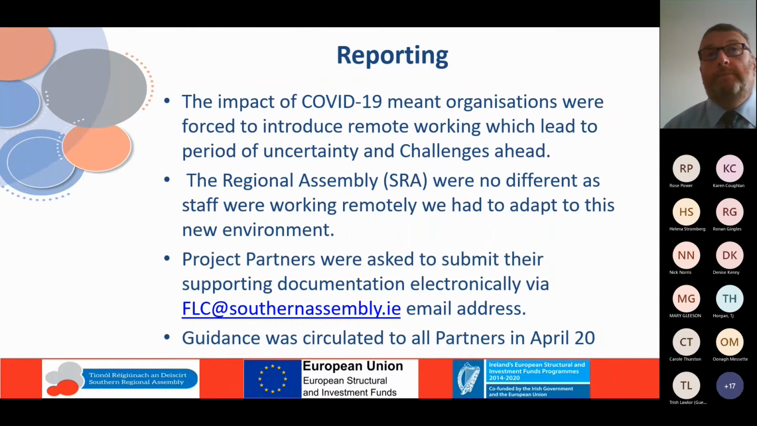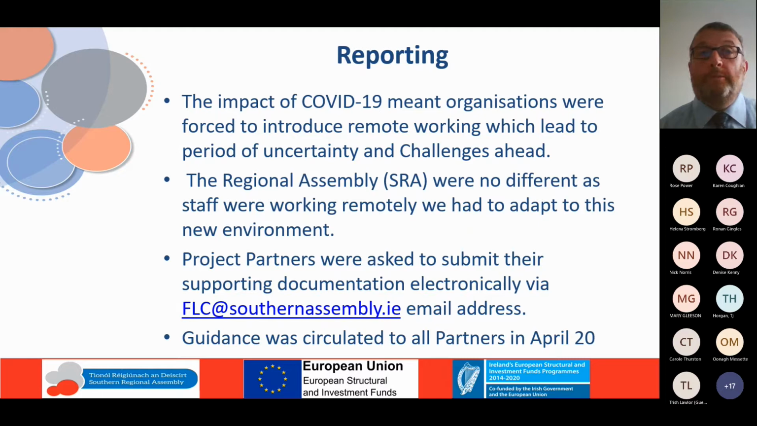The impact of COVID-19 means that organisations were forced to introduce remote working, which led to periods of uncertainty and challenges ahead. The Regional Assemblies here were no different to any other organisation, as all our staff were working remotely, and we had to adapt to this new environment and come up with ways of trying to continue to provide the level of service that we were providing previously with the restrictions that were in place.